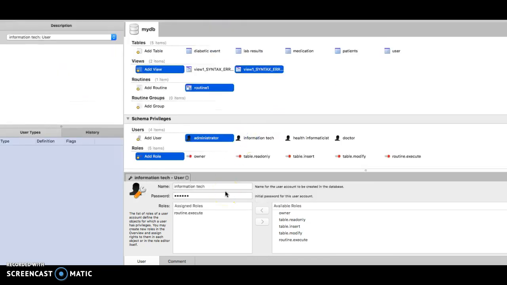The information tech, or IT tech, has access to the database in order to be able to create a database backup, as shown here. The health informaticist has limited access to the database, meaning that they are able to enter and modify data, but they are not allowed to delete anything, as shown by being able to insert with the tables. And last, the doctor. The doctor has the least amount of access to the database. As you can see, the table is only read-only.